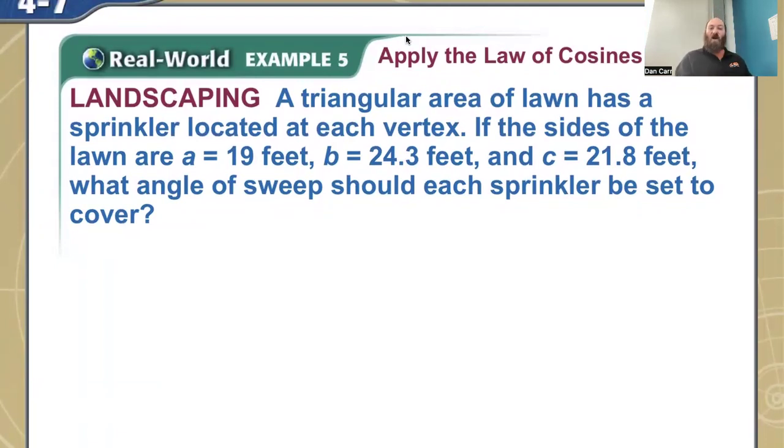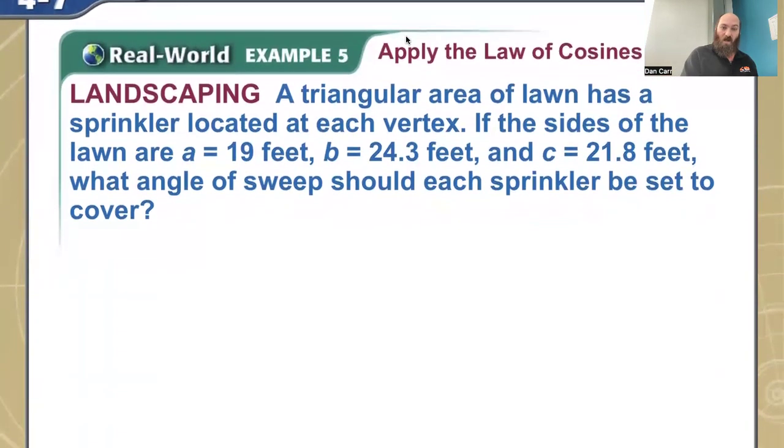A triangular area of a lawn has a sprinkler located at each vertex. So we're going to just make our little triangle here. Okay, those are 3 little sprinklers. If the sides of the lawn are 19 feet, 24.3 feet, and 21.8 feet, what angle of sweep should each sprinkler be set to cover?